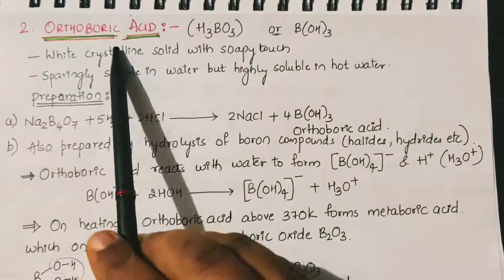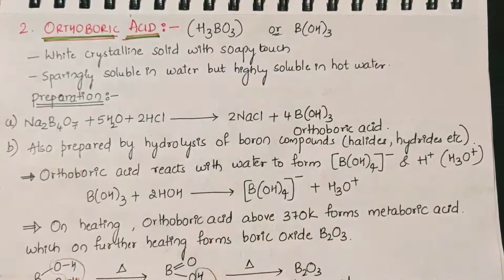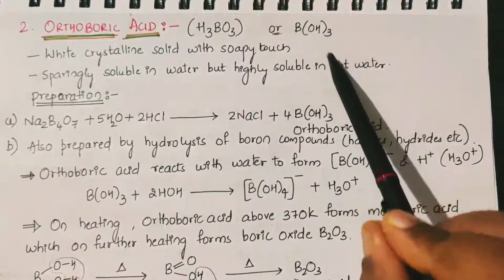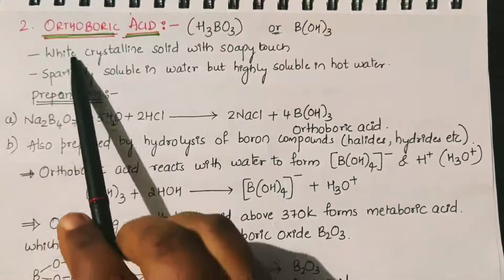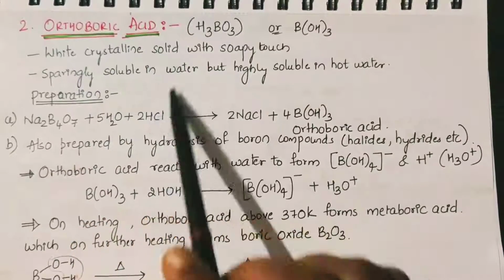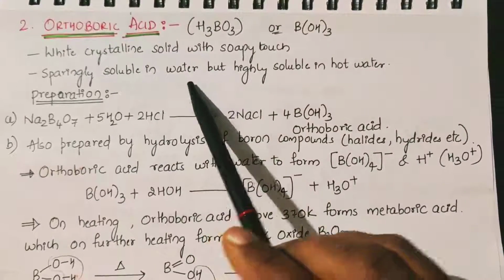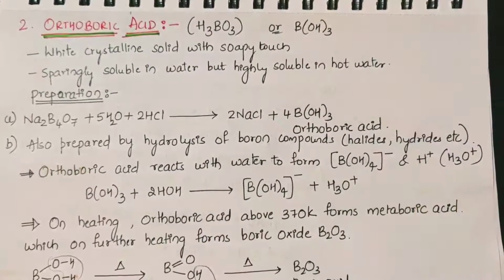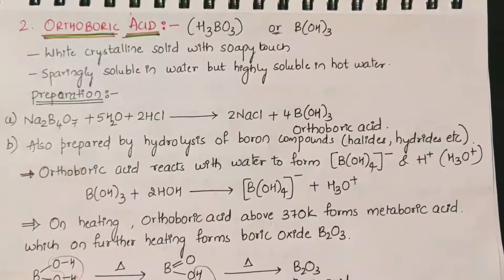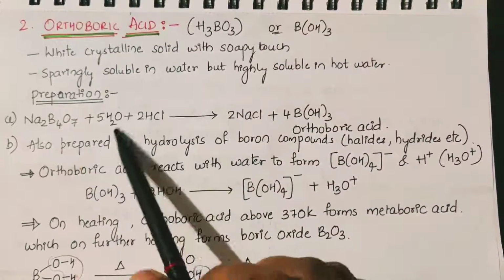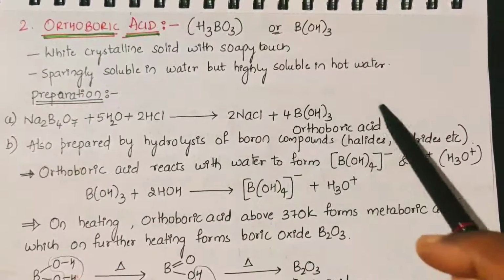Let us look into the second part, orthoboric acid, H3BO3, or you can also write it as B(OH)3. Orthoboric acid occurs as a white crystalline solid which is soapy to touch. It is sparingly soluble in water, but in hot water it is highly soluble. Now how do we prepare orthoboric acid? You can just take borax and treat it with HCl, and you get orthoboric acid.